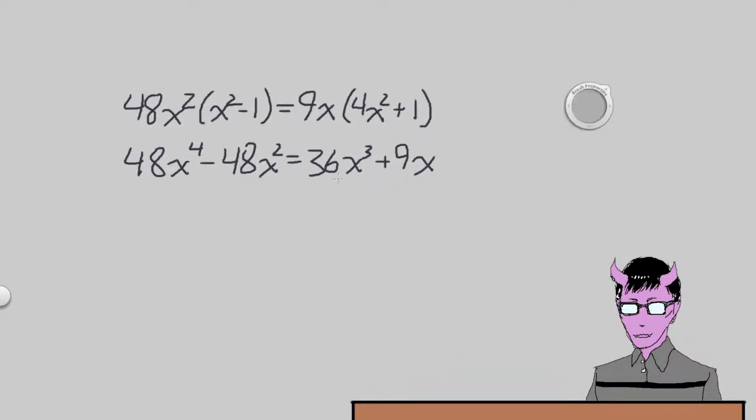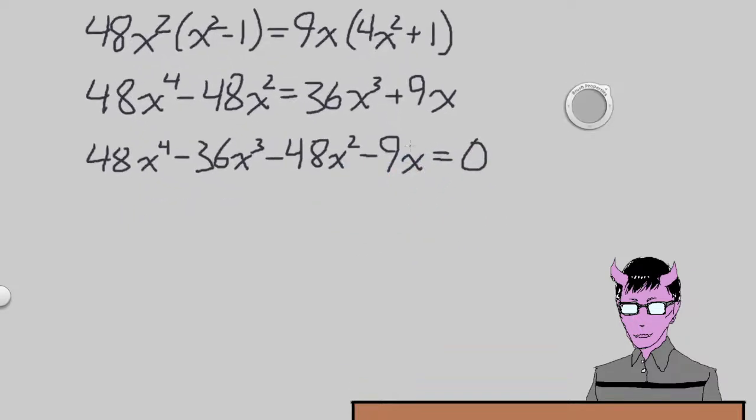Alright, and I'm going to move everything over to the left-hand side. So we're going to get 48x to the power of 4 minus 36x cubed minus 48x squared minus 9x, subtracting 9x from both sides, equals 0. Alright, so that's what we're going to get. As you see, all terms have an x factor, so we can bring it out.